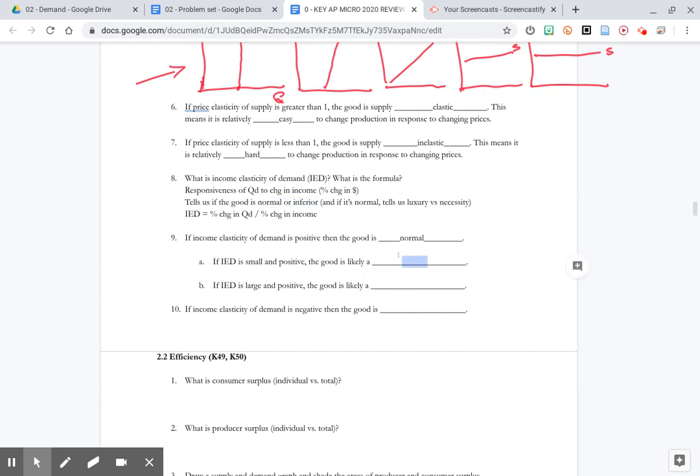So for example, if IED is small and positive, so like 0.2 or 0.5, that means your income goes up, let's say 100%, but your quantity demanded only goes up 20%. So it doesn't change a whole lot. Then the good is likely a necessity, because even if your income triples, you're not going to buy that much more toilet paper. But if it's large and positive, it's likely a luxury. If it's negative, we would say it's an inferior good.